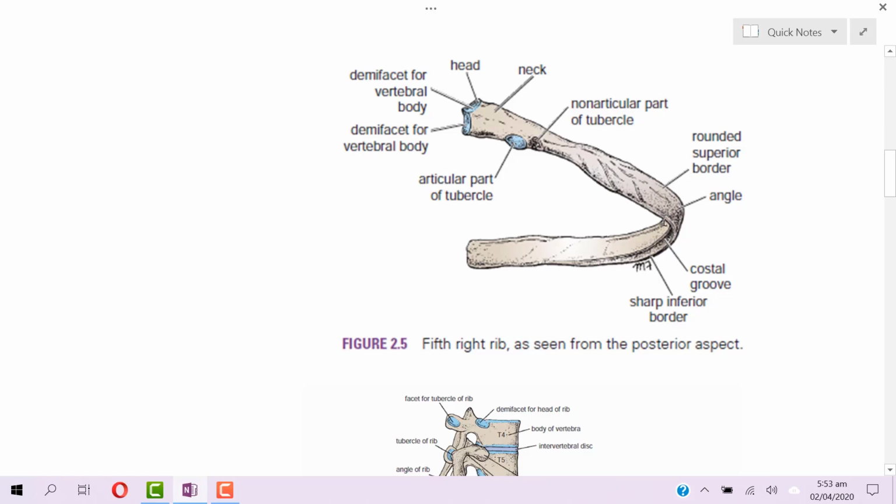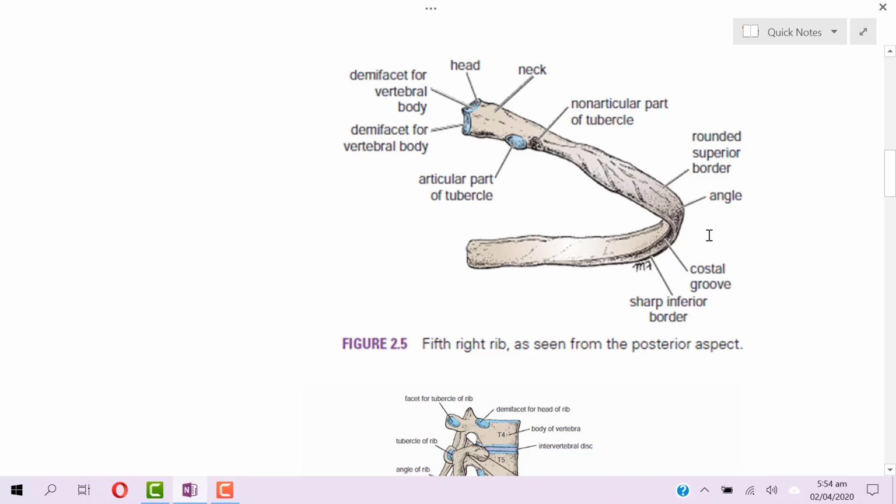This is inferior border. Can you see a costal groove on the inside of the inner surface, or the lower part of the inner surface, or it is near the inferior border? Can you see this groove? This is called as costal groove. This is very, very important. In exam, they will ask you what are the structures which are present in the costal groove, or what are the contents of the costal groove. So you have to learn intercostal vessels and nerves.